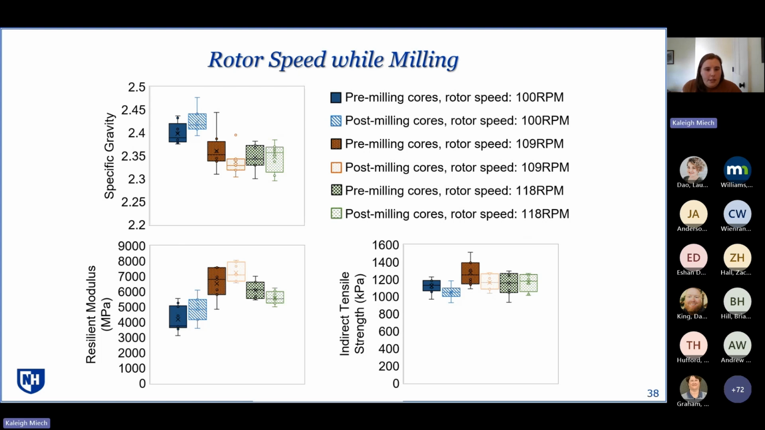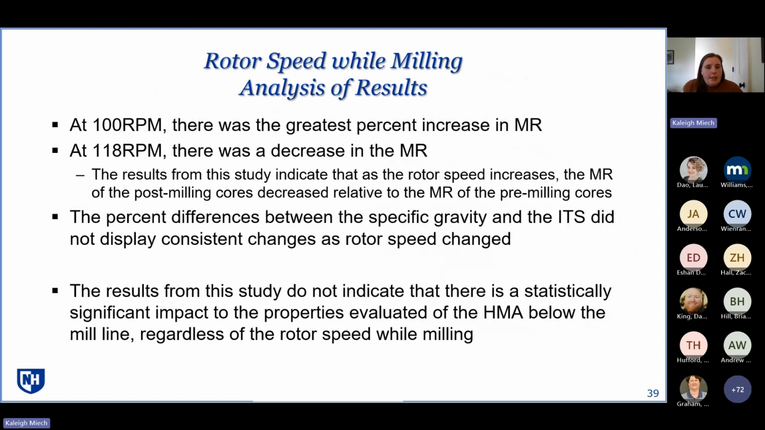So we can see when we evaluate these results that at the lowest rotor speed, there was the greatest percent increase in resilient modulus. And at the highest rotor speed, there was a decrease in resilient modulus. So like I said, when milling was performed at 100 RPM, there was the greatest percent increase in resilient modulus. And then at 118 RPM, there was a decrease in the resilient modulus. So these results indicate that as the rotor speed increases, the resilient modulus of the post-milling cores decreased relative to the resilient modulus of the pre-milling cores.